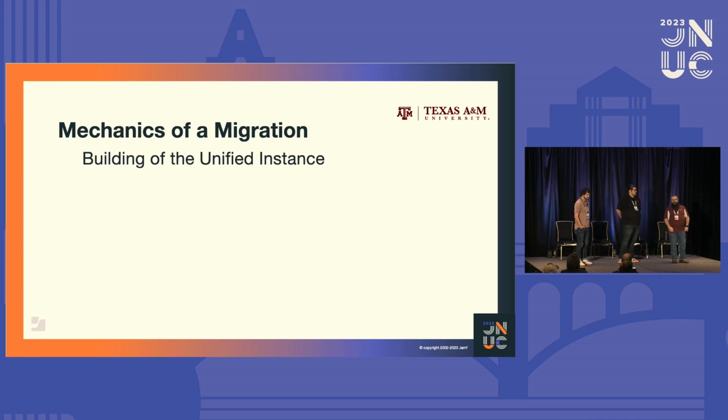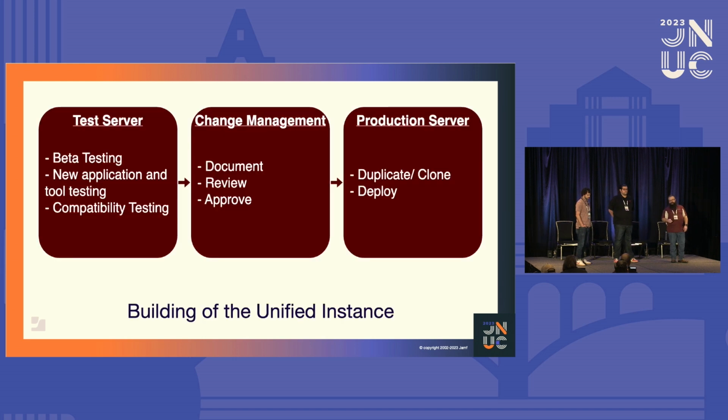So to start the presentation, we're going to take a look at the building of the Texas A&M Unified Jamf instance. We're going to look at some of the tools and some of the processes that we developed as we built out the environment for the campus. To keep things running smoothly, we have 2 separate Jamf servers in place, one for testing and the other for our production server. This setup allows us to thoroughly test everything before we go live in production.